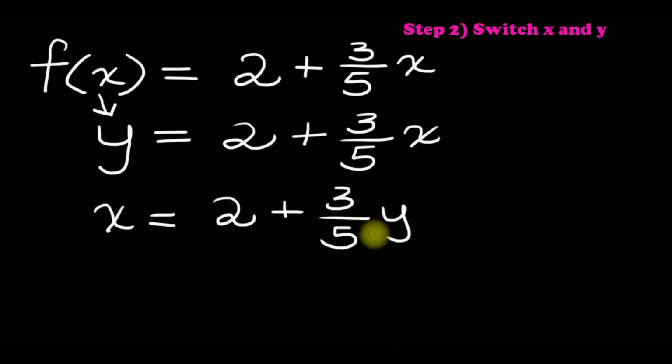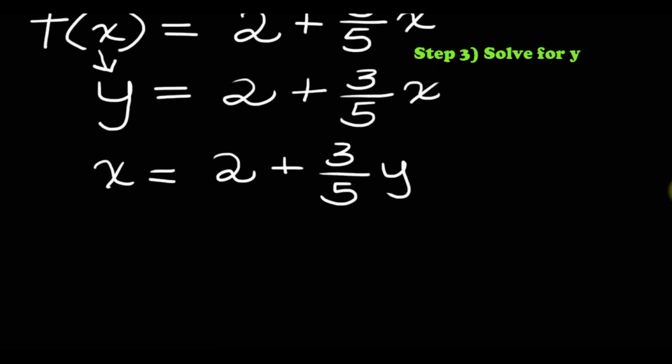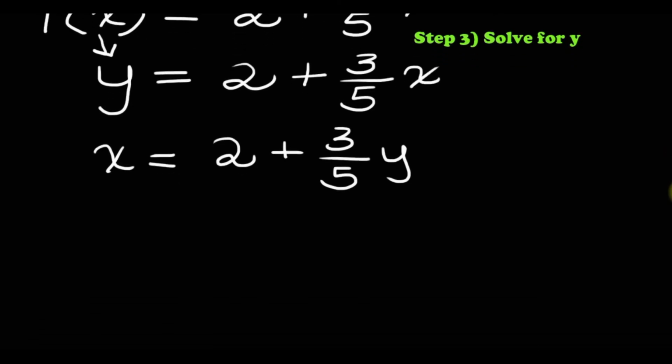Okay, so that's step 2. That's really easy. All we did was switch the x and the y. And then step 3 is to solve for y. So with this one, you got to get the y by itself. So we have to get rid of the positive 2, and then we have to get rid of the multiply by 3/5.